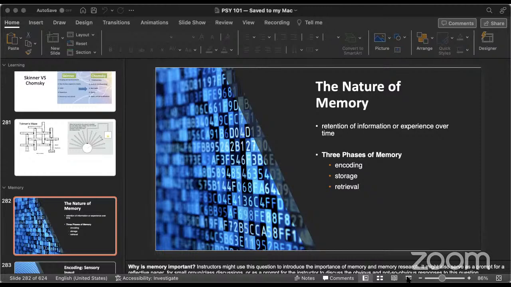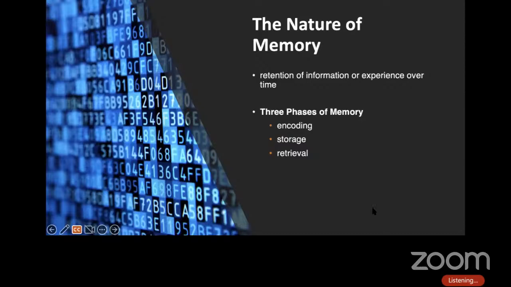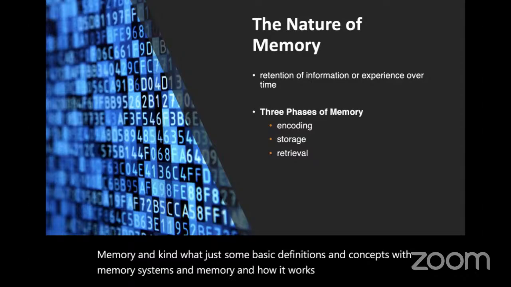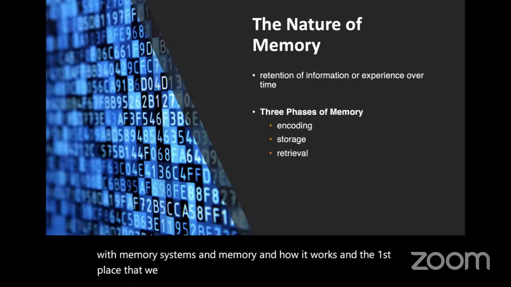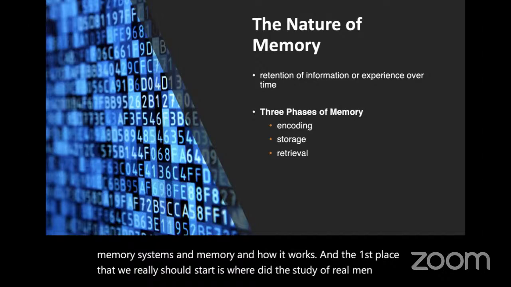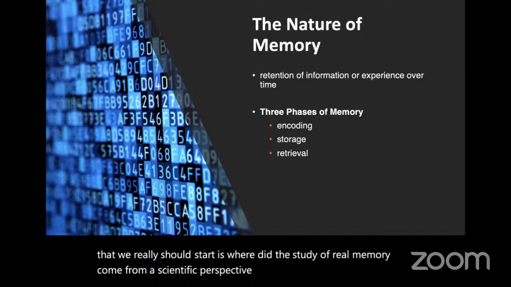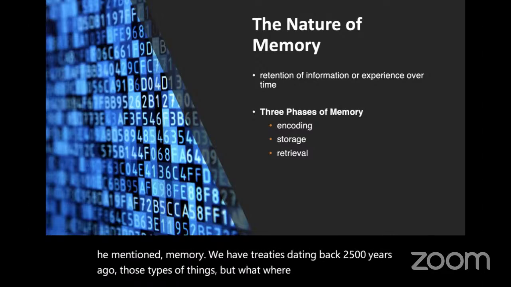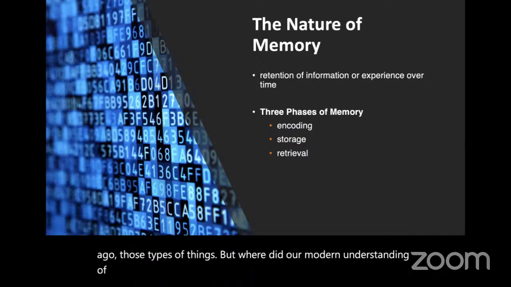But I want to talk now about memory and some basic definitions and concepts with memory systems and how memory works. And the first place that we really should start is, where did the study of real memory come from a scientific perspective? Of course, we've been studying memory, as he mentioned. We have treatises dating back 2,500 years ago. But where did our modern understanding of memory and memory systems come from?